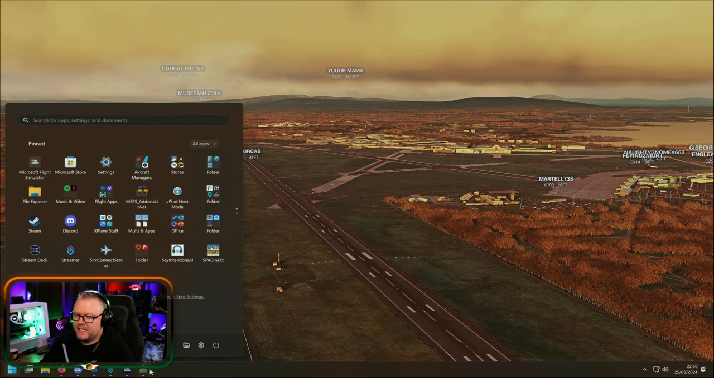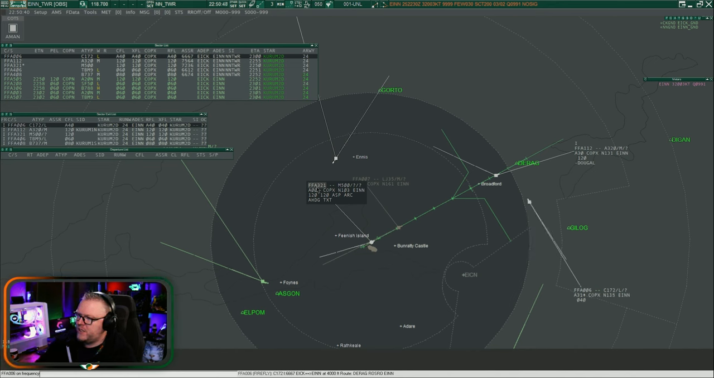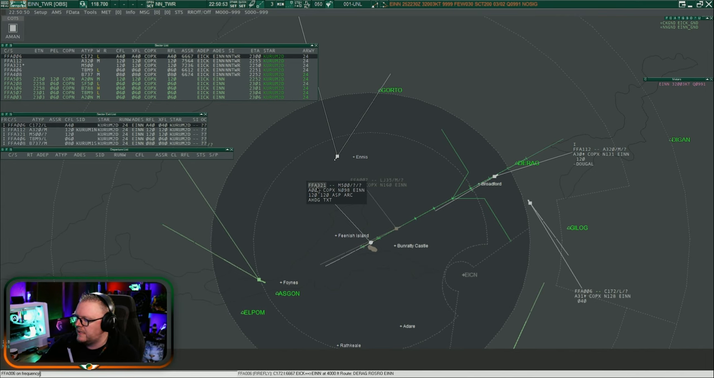Right, Razor Cab is down. Man yourself. It looks like a good landing as well. Brilliant. Firefly 321, welcome to Shannon. Vacate at Alpha. Contact ground on 121.8.